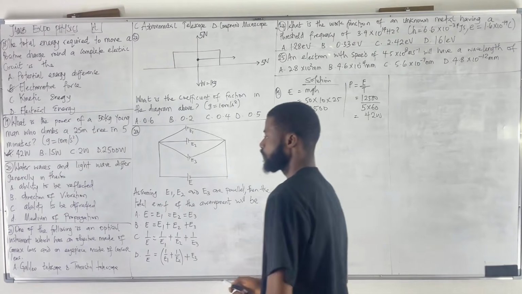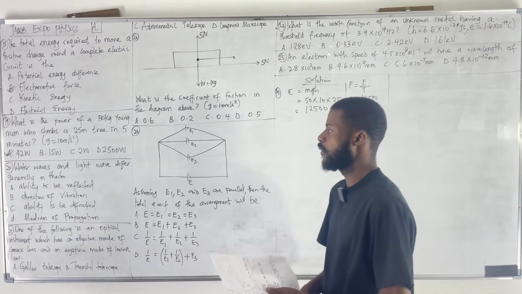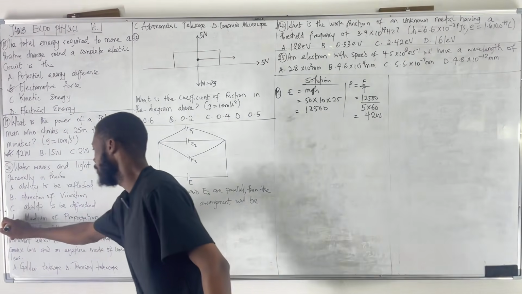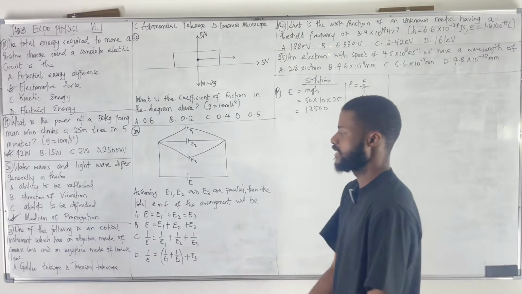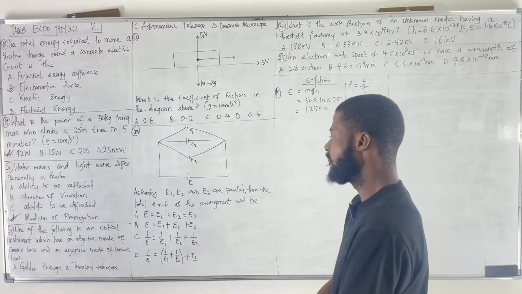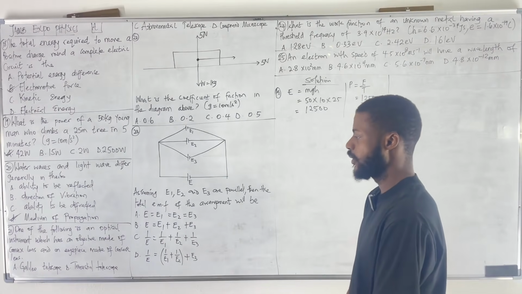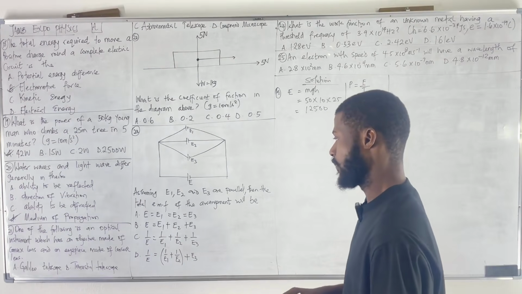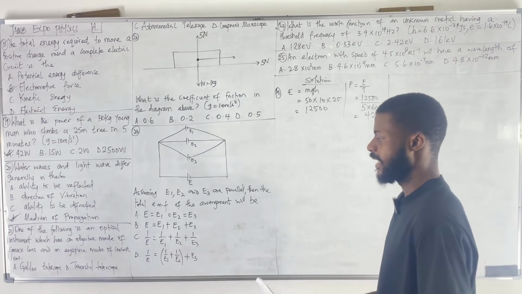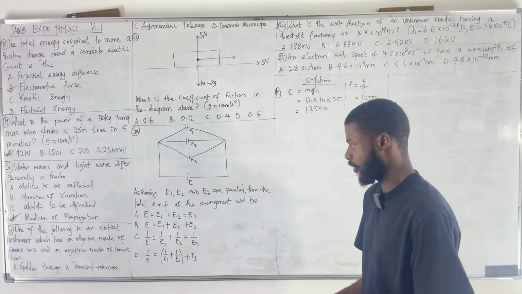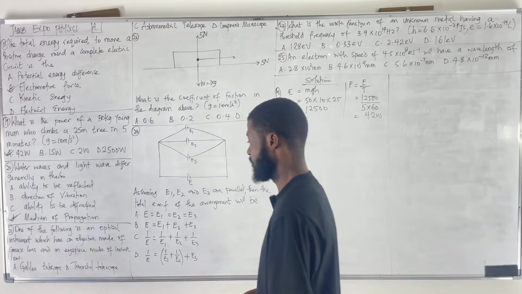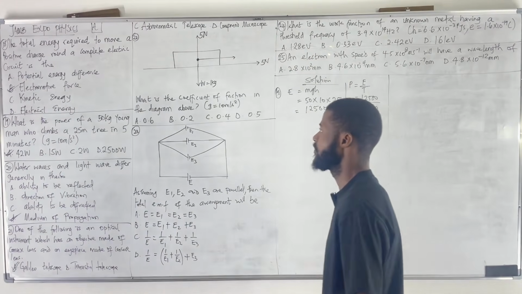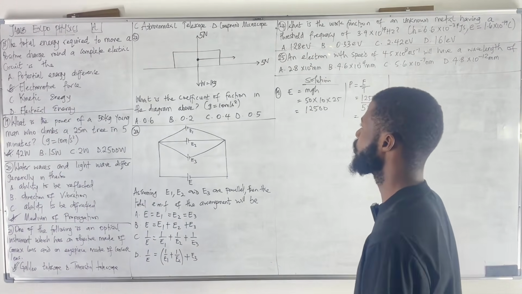That will be A. The next one says, water waves and light waves differ generally in their medium of propagation. That will be the answer to that very question. One of the following is an optical instrument which has an objective made of convex lens and an eyepiece made of concave lens. Why can't I even see this question? All right, the answer to this is going to be A. That's Galileo telescope. That will be the answer to that very question.